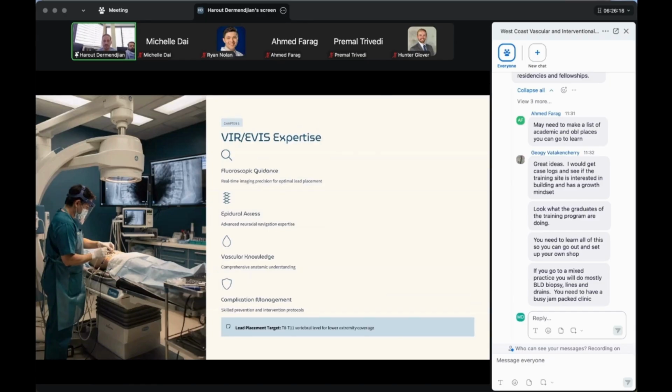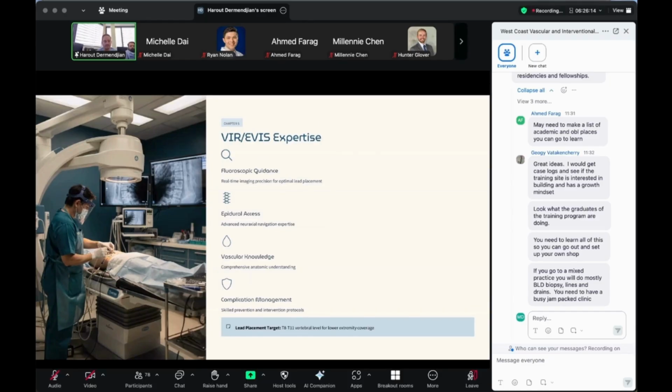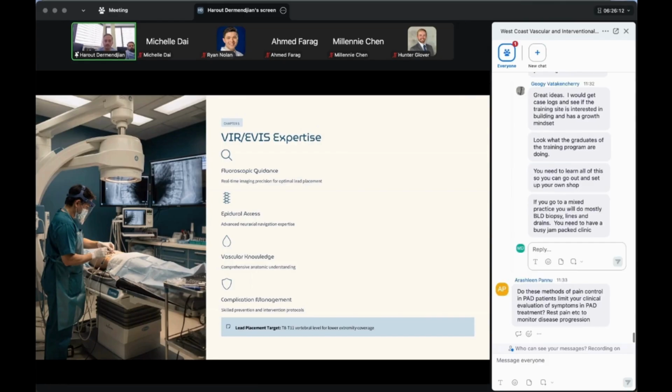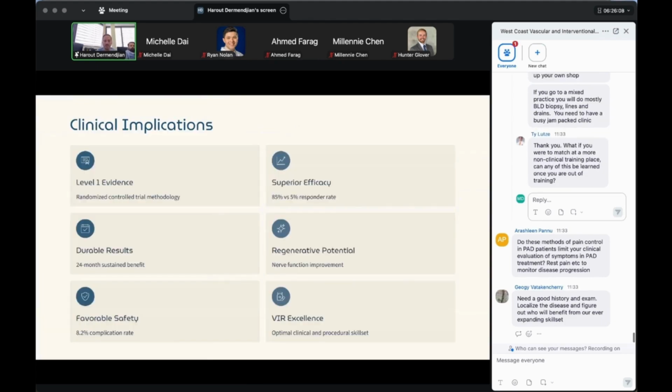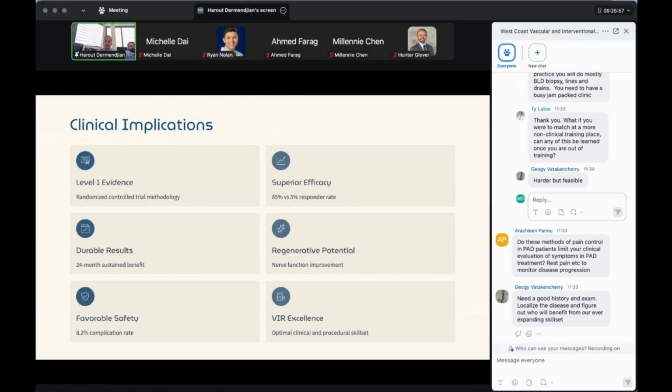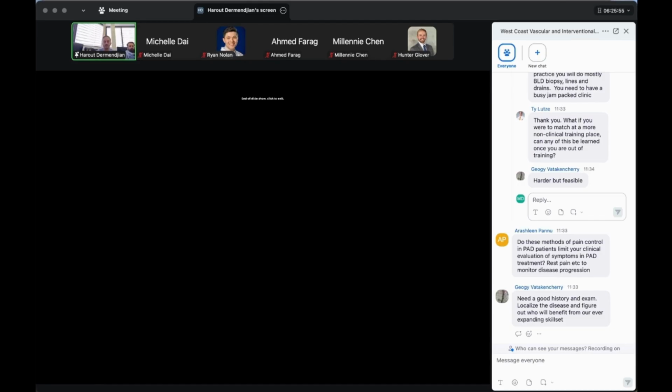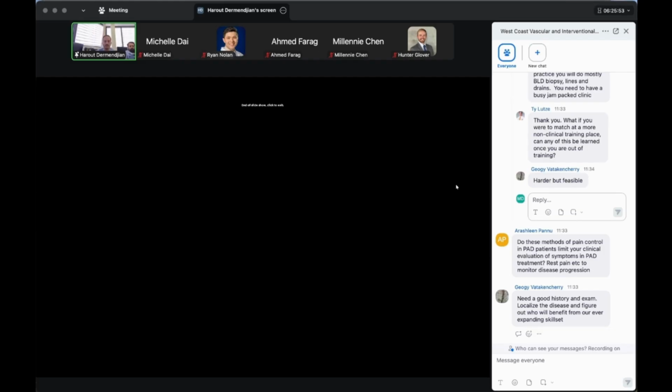It may seem a little bit scary at first, but as IRs, we are trained excellently in image-guided procedures. So again, level 1 evidence, superior efficacy compared to medications, potentially regenerates nerve function, which again should be studied some more, durability of the results, and favorable safety profile. And that's it.